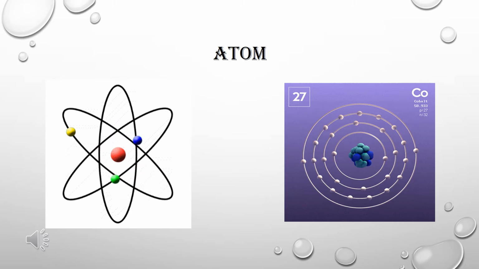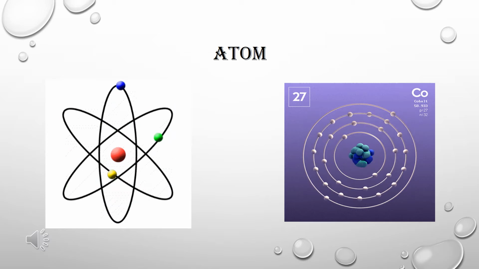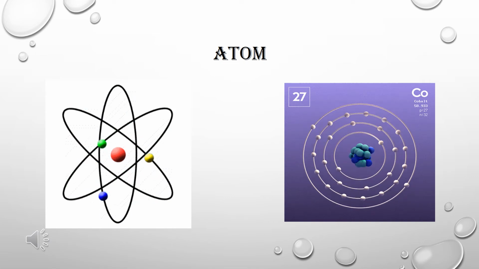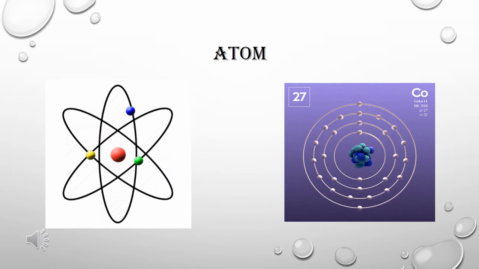Here we have shown the structure of an atom in two ways. You can see that there is a central portion in an atom, which is called the nucleus, and it contains protons and neutrons. And the circular pathways, which are known as orbits, contain electrons. Protons in the nucleus carry positive charge, and the electrons in the orbits have negative charge. They carry equal but opposite charges.